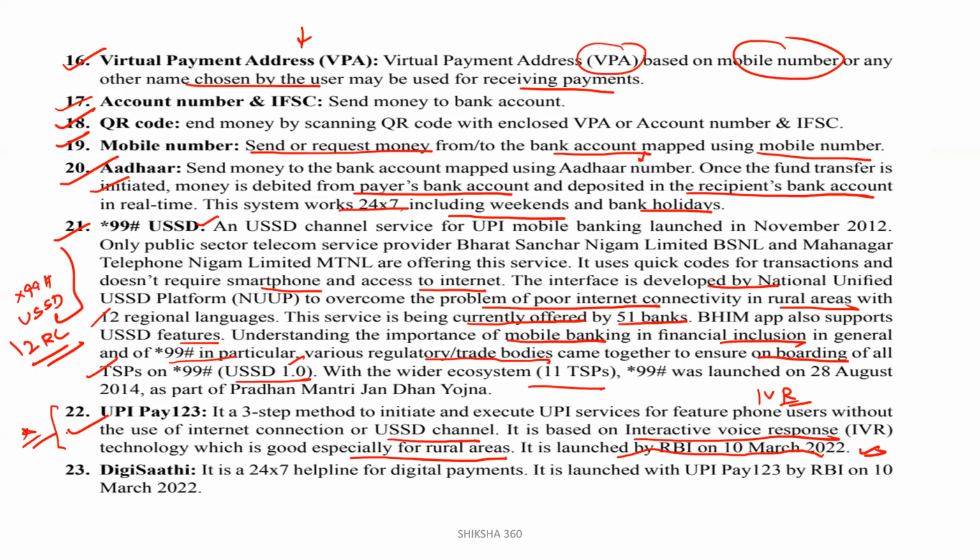Last one, that is Digi Saathi. Clear on this slide. It is a 24/7 helpline for digital payments. It was launched with UPI Pay 123 by RBI on 10th of March 2022. Clear. Basically it is with the help of UPI Pay 123. Both were launched on the same day, and it is a helpline number for UPI Pay 123.